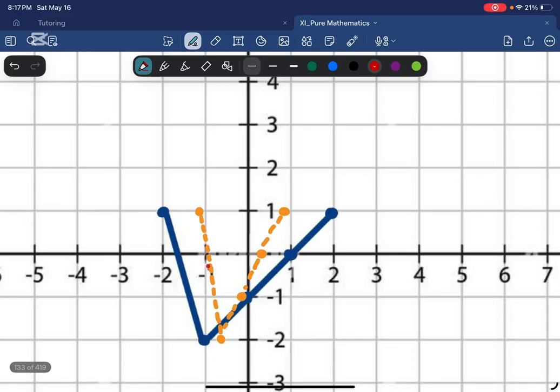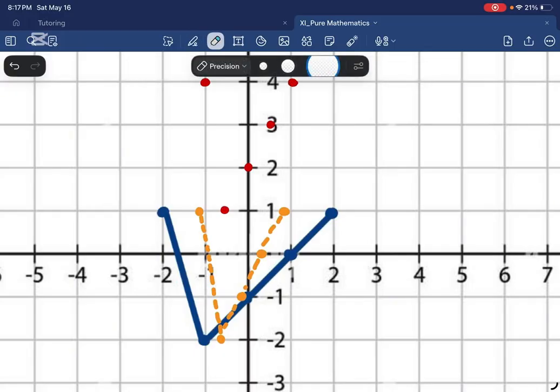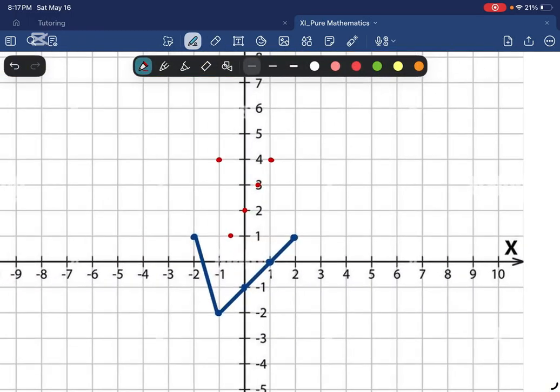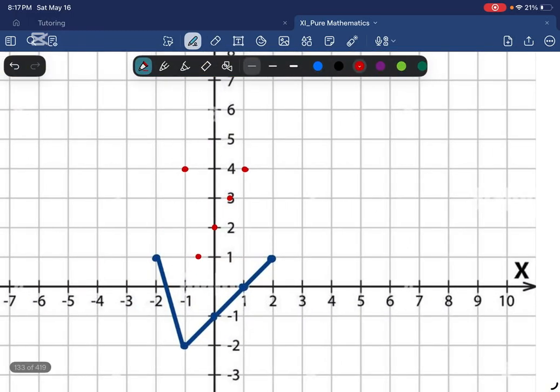So this is at 1. I'm so sorry, it shifted a bit. But when I shift 3 units up, so 1, 2, 3 units up, for each point, and I erase the orange curve, then my curve will look something like this.